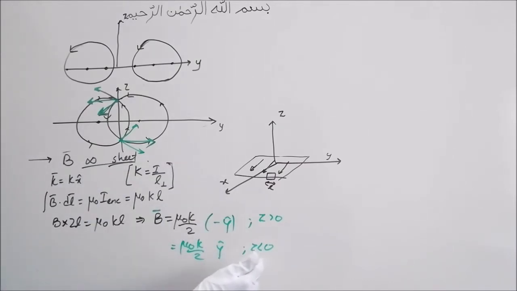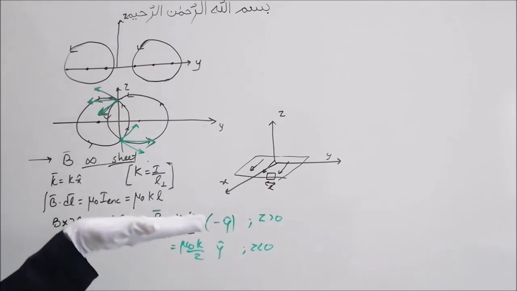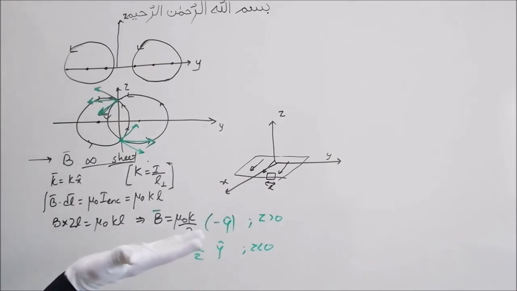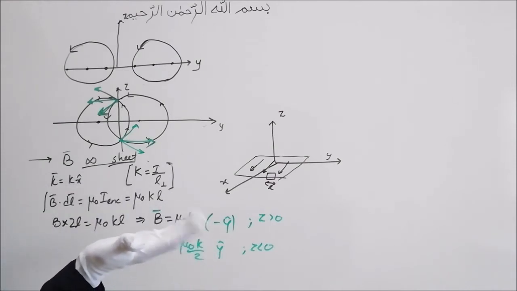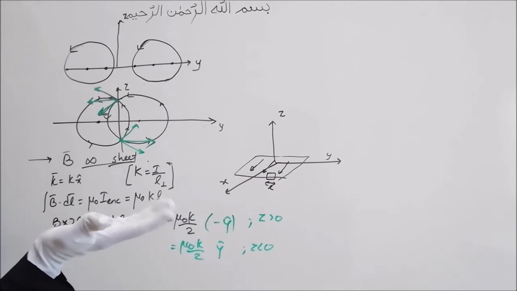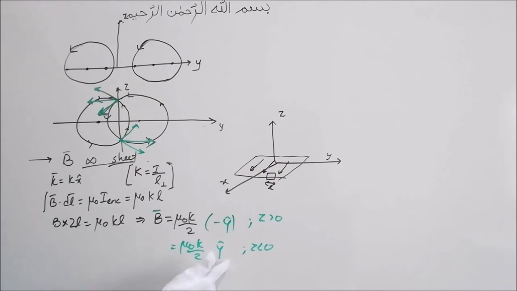Now for z less than 0, I'll similarly take my palm, place my hand at the bottom of the xy plane, and point my thumb in the direction of current. The current is coming out in the x hat direction, which is outwards. My fingers will give me the direction of magnetic field, which is towards the right in the y hat direction. So for z greater than 0, the magnetic field is towards the left, and for z less than 0, the magnetic field is towards the right.